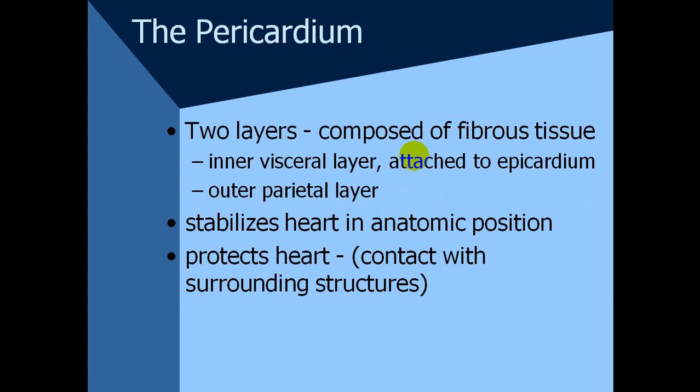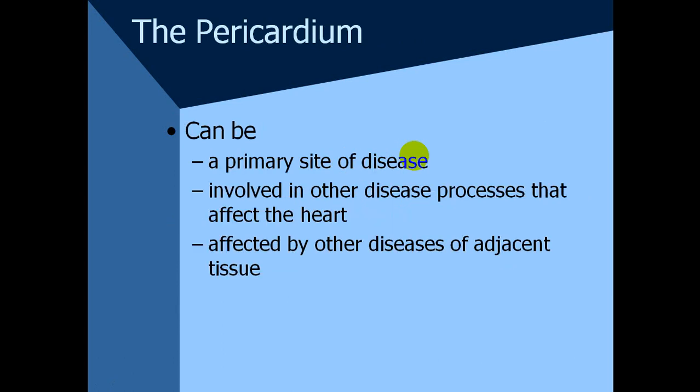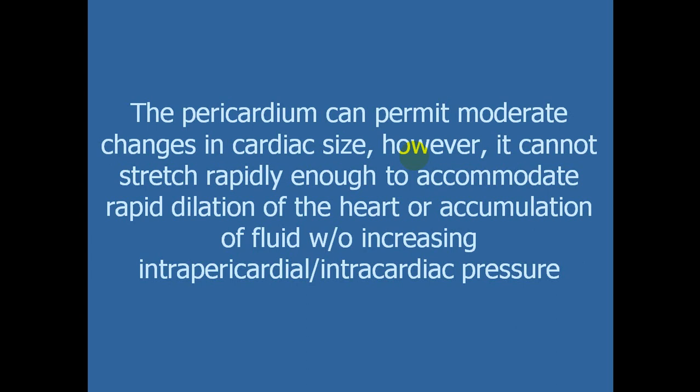The pericardium has two layers, composed mainly of fibrous tissue: an inner layer and an outer layer. The inner visceral layer is attached to the epicardium, and the outer layer is called the parietal layer. Its physiological functions are to stabilize the heart in its anatomic position and protect the heart from contact with surrounding structures. It can be a primary site of disease, or be involved in other disease processes that affect the heart, or be affected by disease transmitted from adjacent structures.